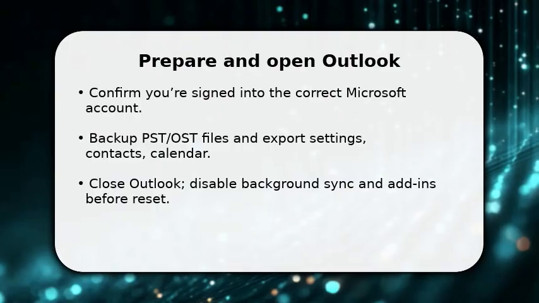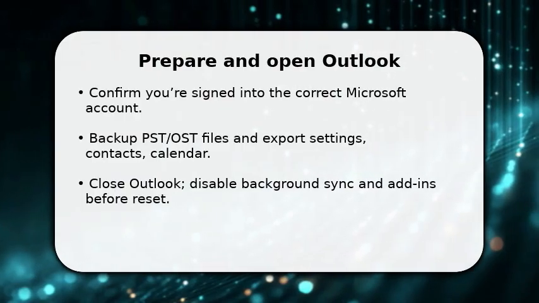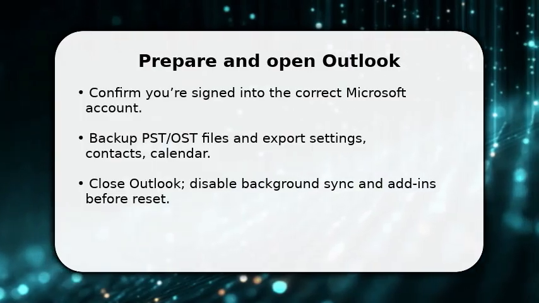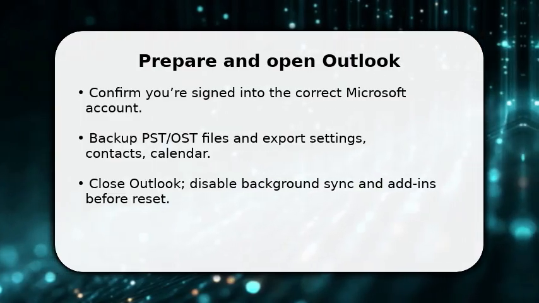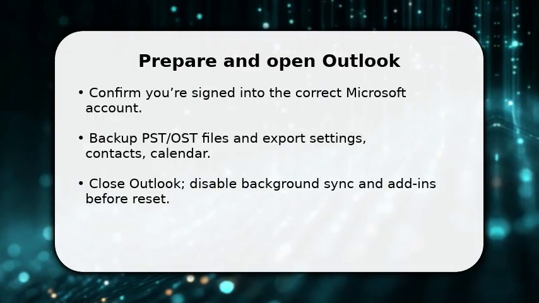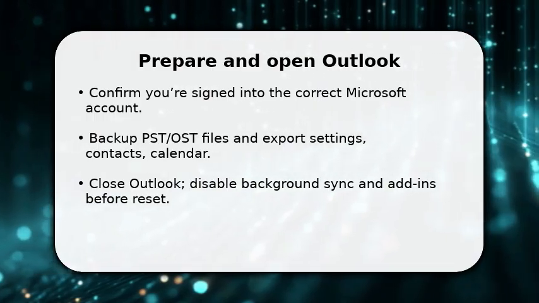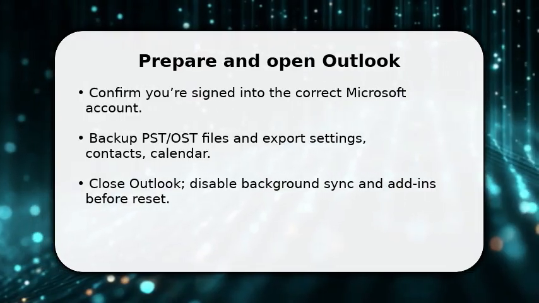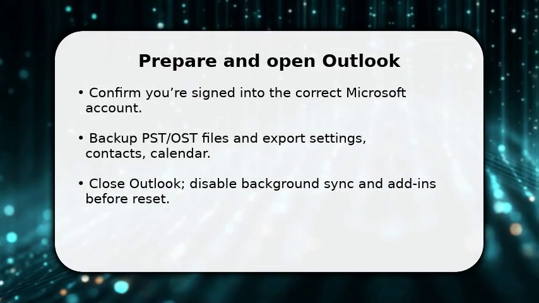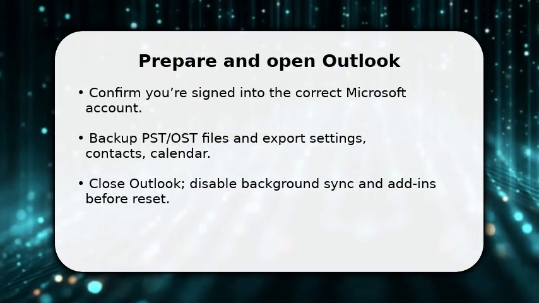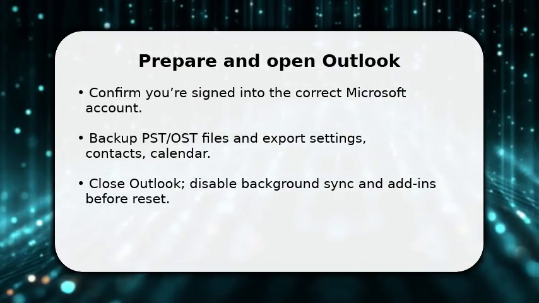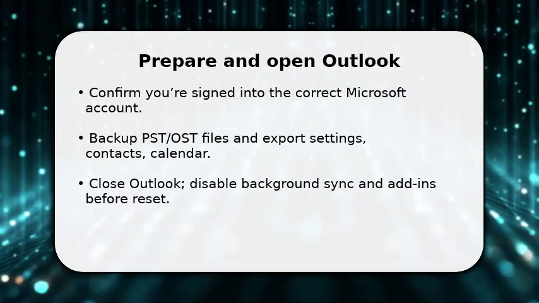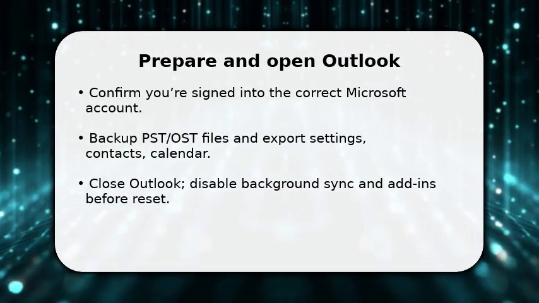You start by securing your data and opening the right tools. First, make a quick export of mail, contacts, and calendar so you can restore if needed. Once done, sign out of other Microsoft accounts and close Outlook. Then disable add-ins via File, Options, Add-ins to avoid interference. This prevents extensions from reintroducing old settings. Make sure to note your account server settings because you will re-enter them after the reset.